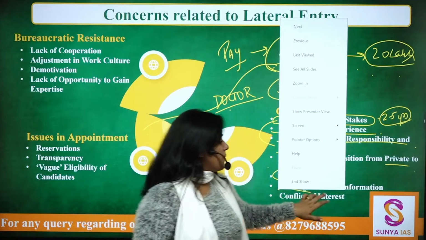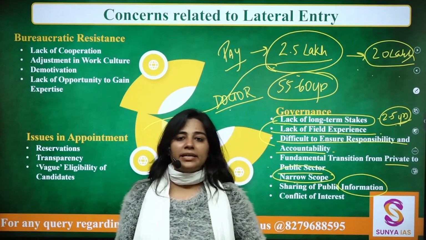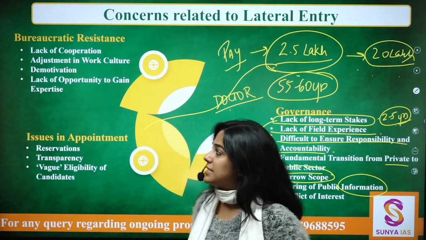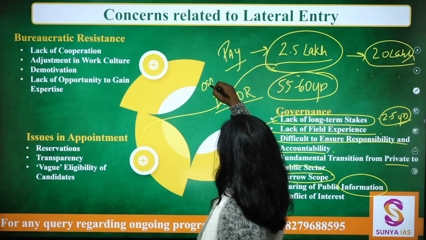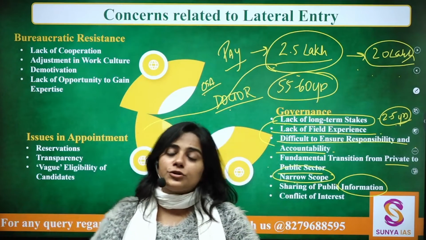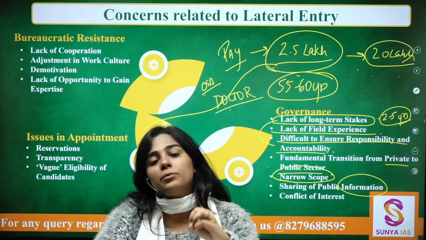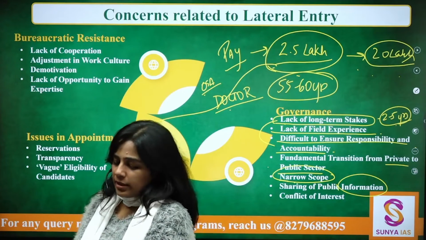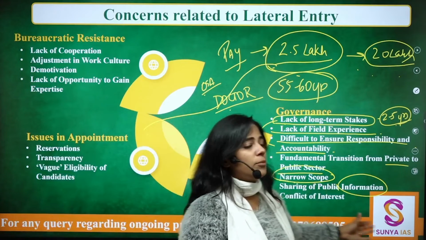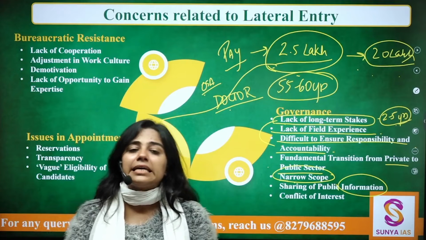Then sharing of public information is a very big threat. See, the bureaucrats, their families depend on their job. They are used to maintaining official secrets. They are bound under the Official Secrets Act also. And they are used to following the civil services conduct rules for so many years. So it becomes a habit that whatever crucial information they know about the government, they will not share it. They will not share it even with the family. But someone from the private sector coming to the government sector can actually end up leaking some information which will be harmful, right?